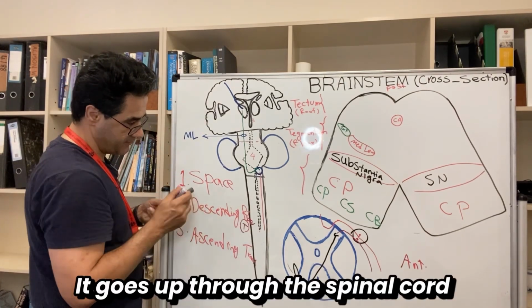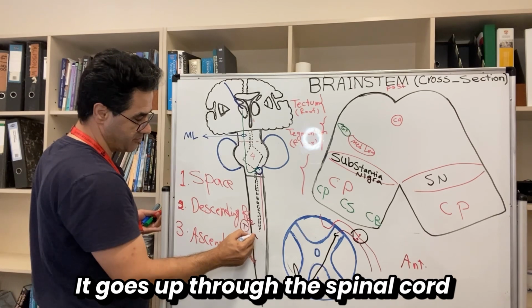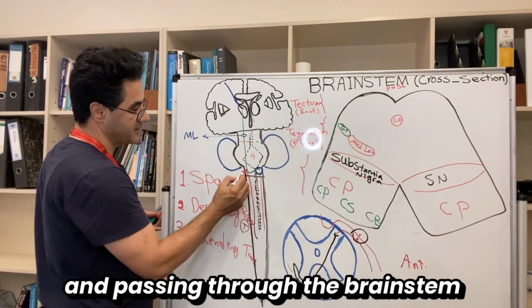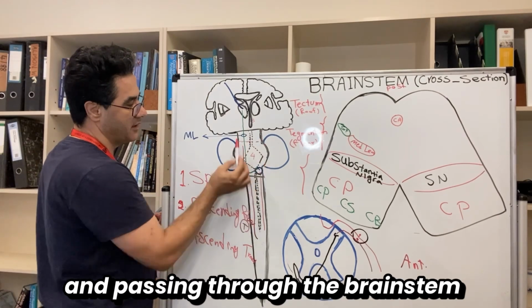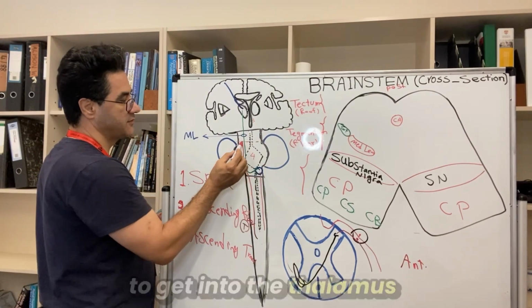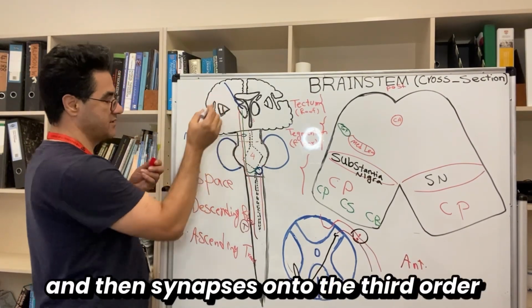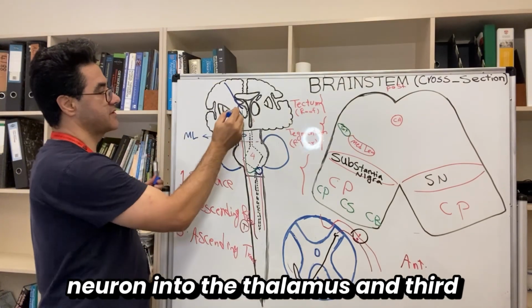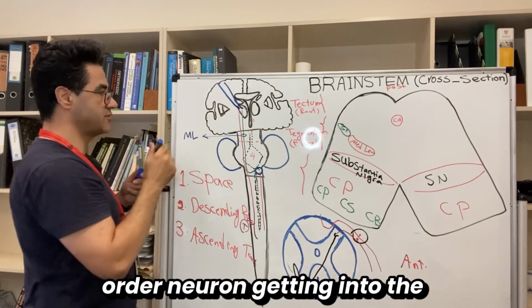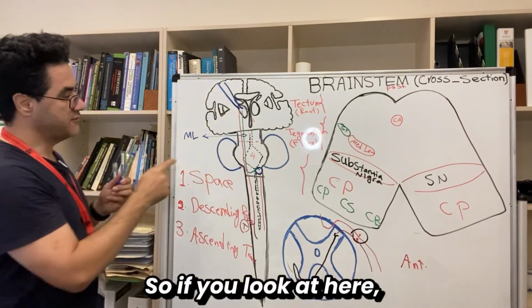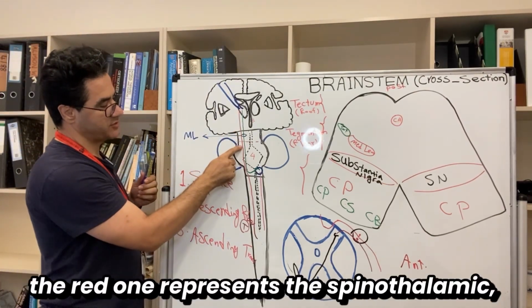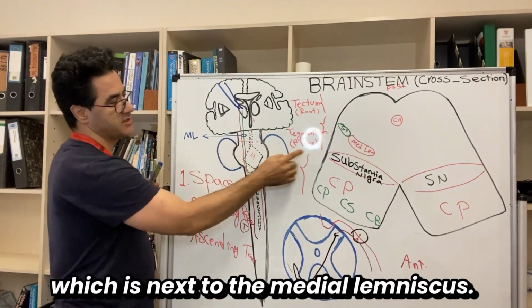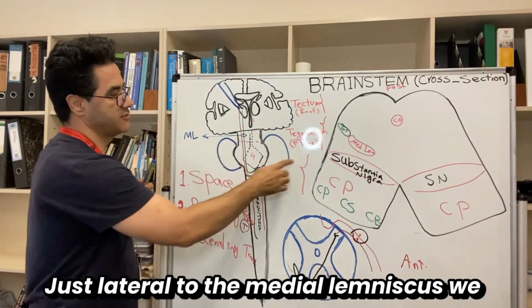It goes up through the spinal cord and passes through the brainstem to get into the thalamus, and then synapses onto the third order neuron in the thalamus, and the third order neuron gets into the somatosensory cortex. So if you look here, the red one represents the spinothalamic tract, which is next to the medial lemniscus, just lateral to the medial lemniscus.